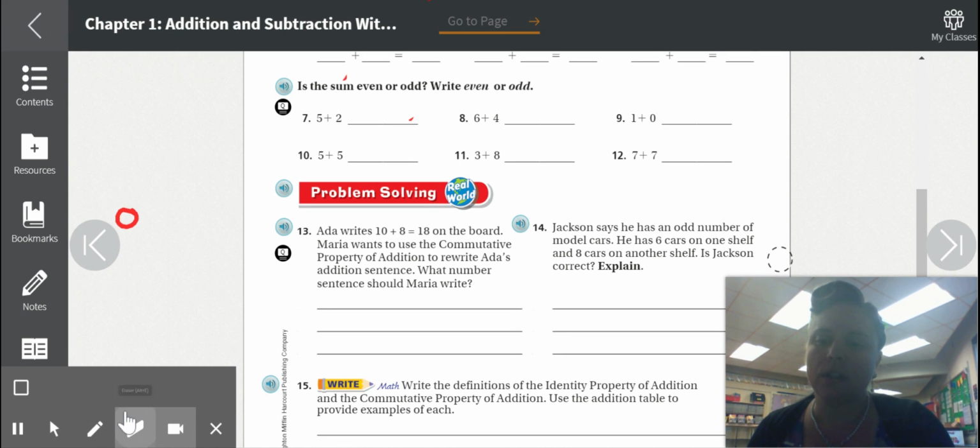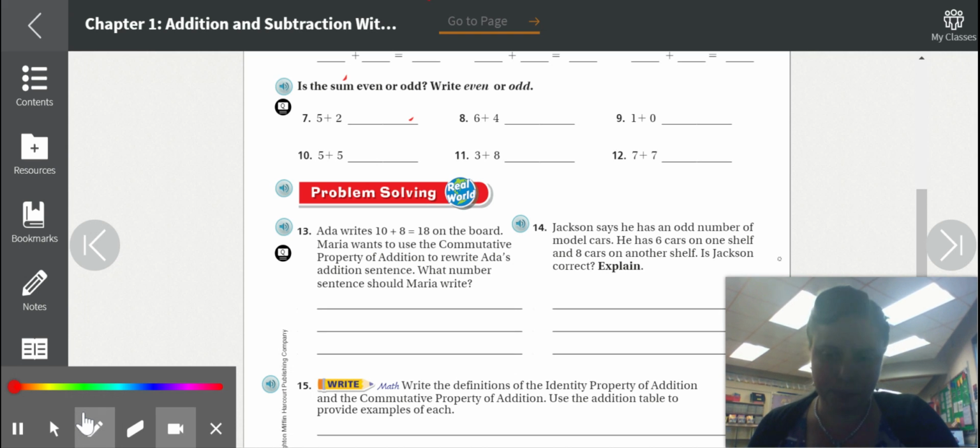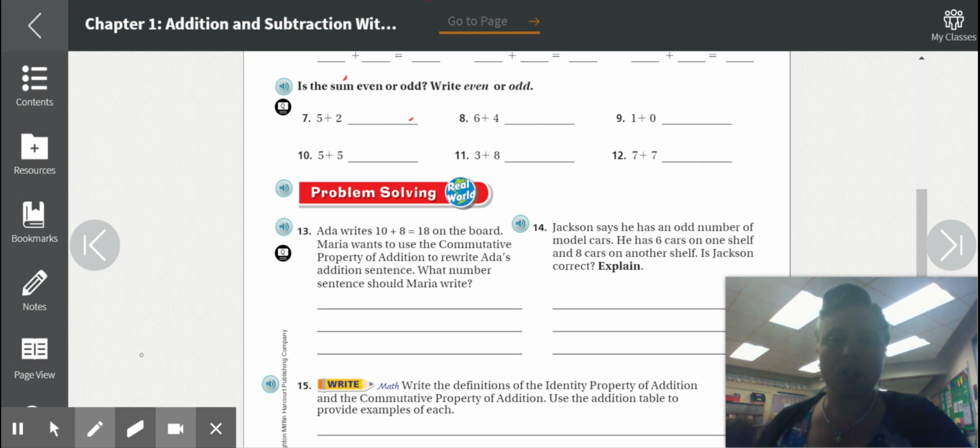So I'll go ahead and read the first one to you. Ada writes 10 plus 8 equals 18 on the board. Maria wants to use the commutative property of addition to rewrite Ada's addition sentence. What number sentence should Maria write? So the first thing I'm going to do is I am going to go ahead and underline what it's asking me to find. What number sentence should Maria write? And then the important information.